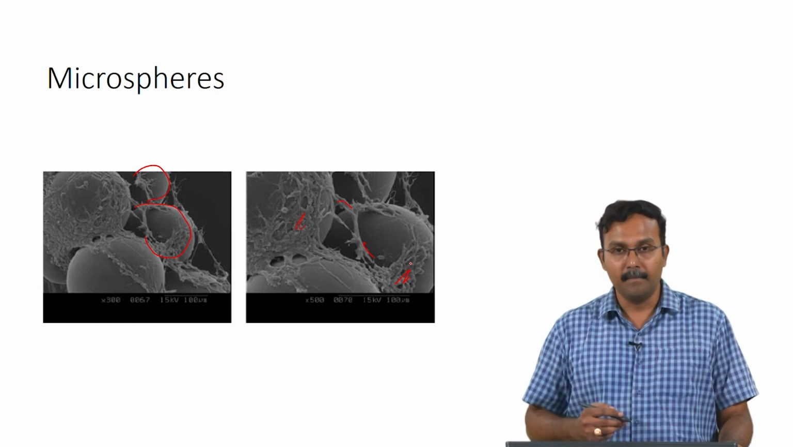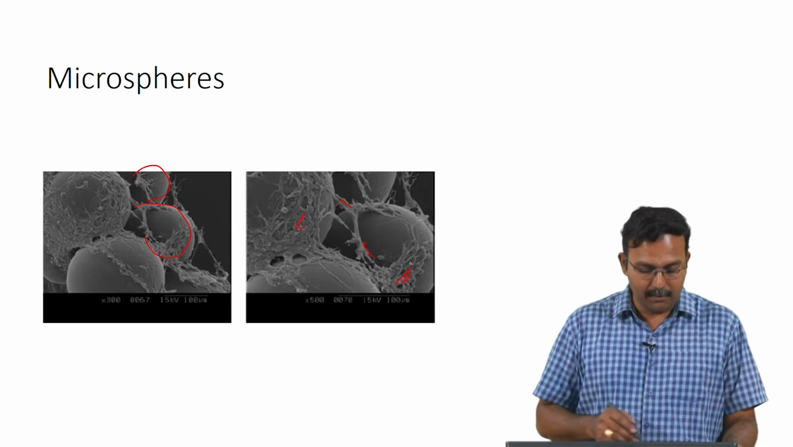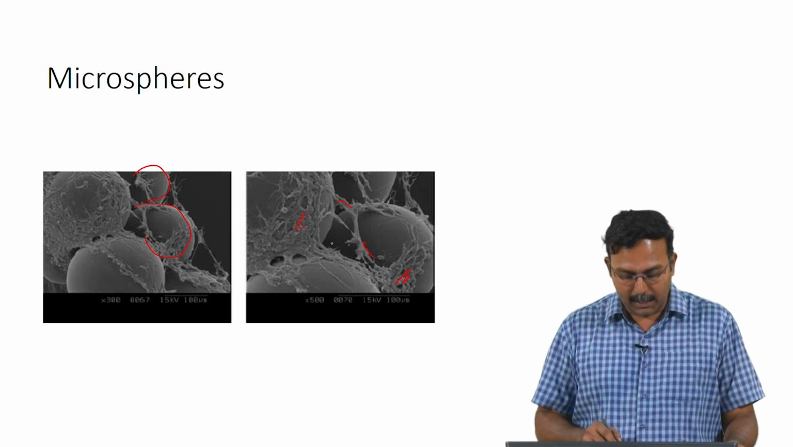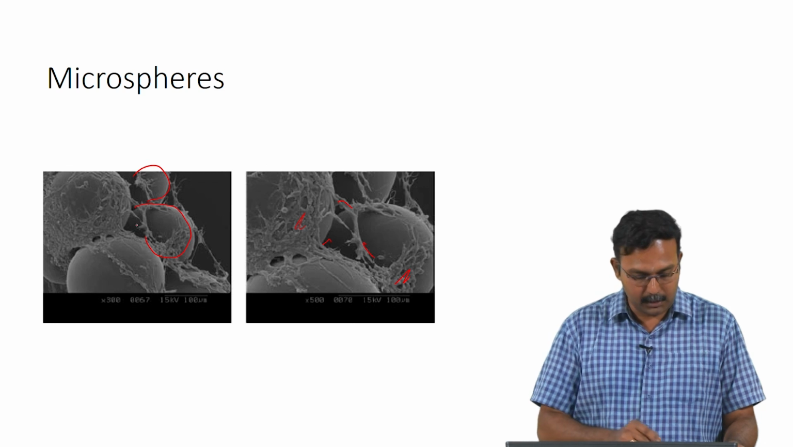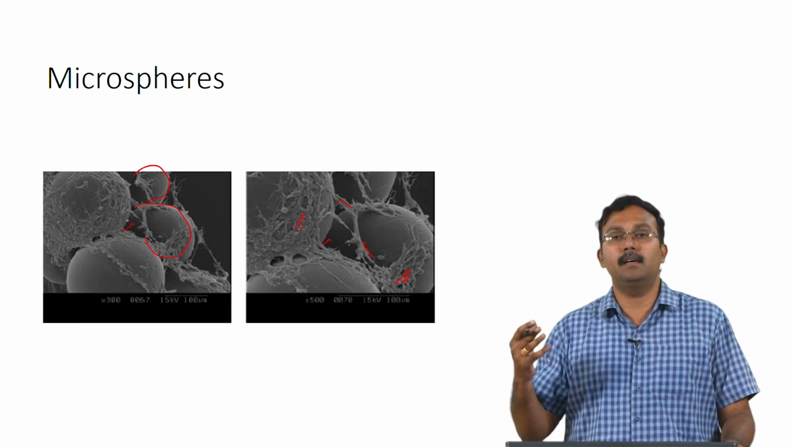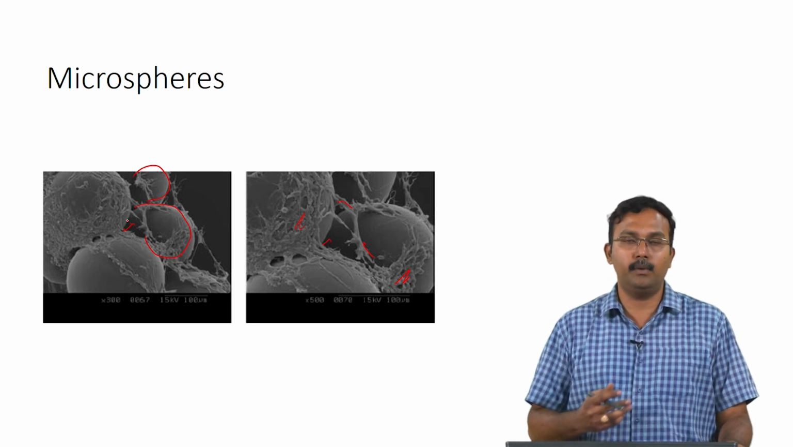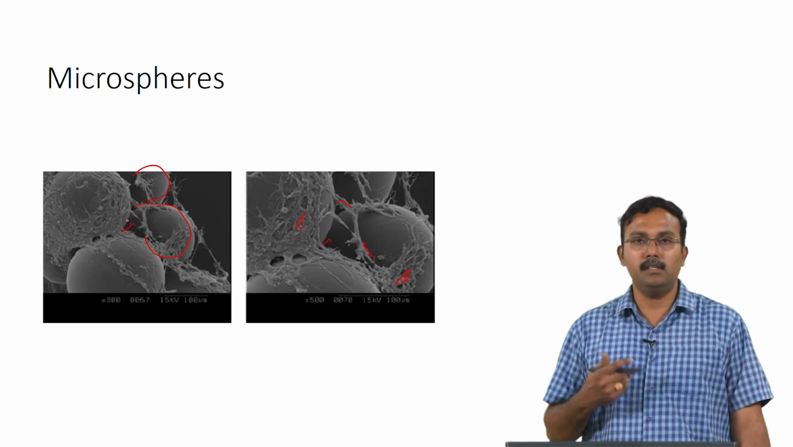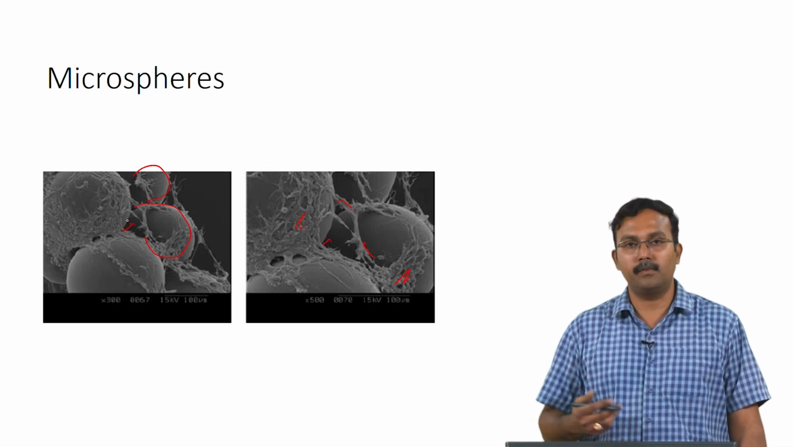the scaffolds. Because you have these microspheres which have assembled to form the scaffold, you also have a porous structure which is present in between these spheres. This can help in infiltration of nutrients and also hopefully cell infiltration. Okay, so this is what is done for preparing microspheres.